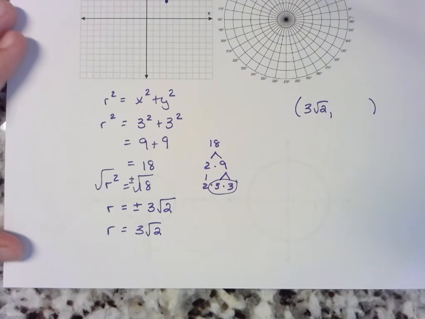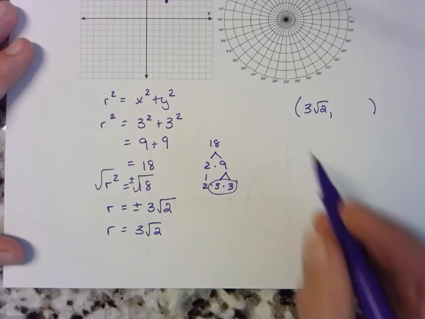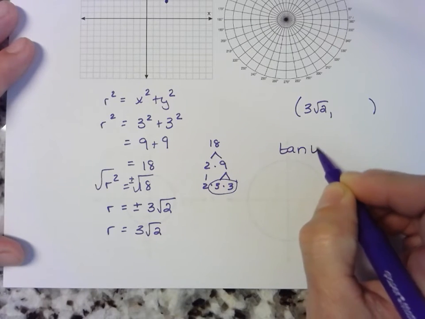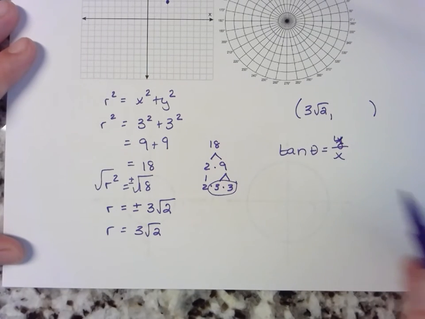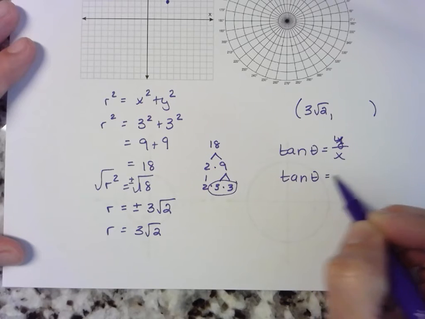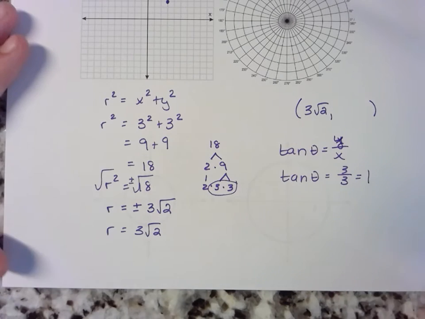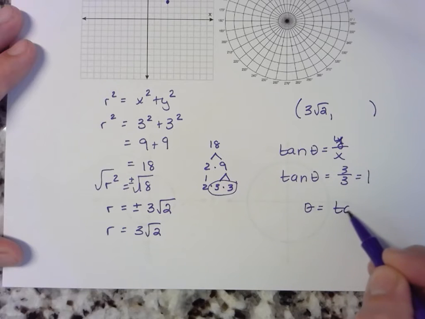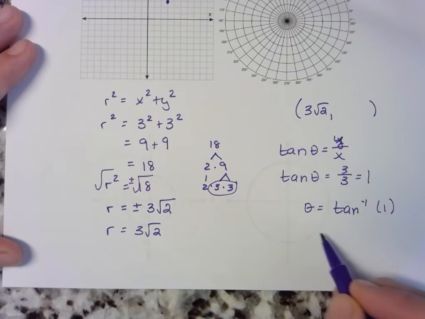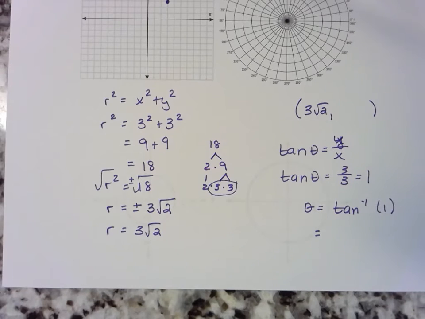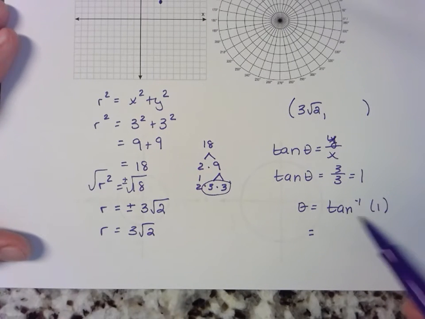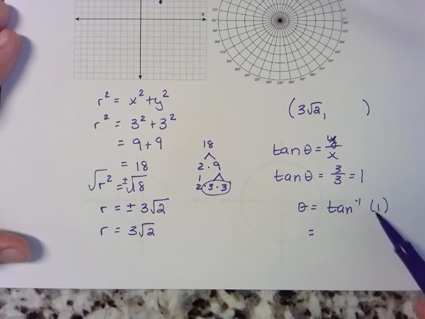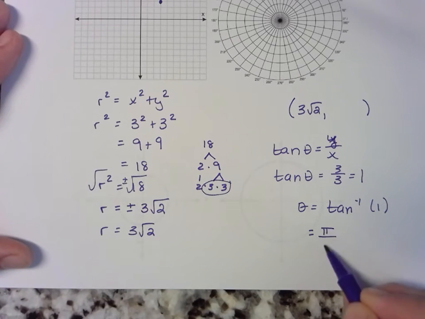So we have the first part of our ordered pair. We just need to figure out theta. So theta, we can use tangent theta is equal to x over y. Sorry, I said that wrong. Y over x. So tangent theta is equal to 3 over 3, or 1. So theta is arctan of 1. Well, where is tangent equal to 1? Remember, that's your sine over cosine, right? When you do sine over cosine, tangent of 45 degrees, or pi over 4, is equal to 1. So our theta is going to be pi over 4.